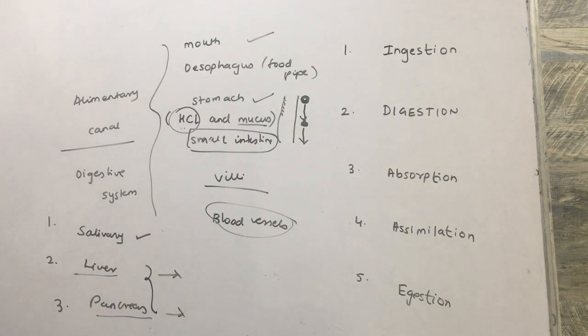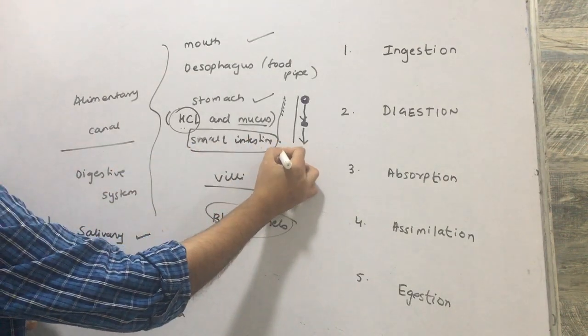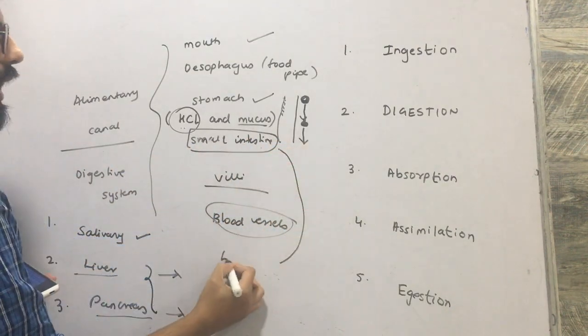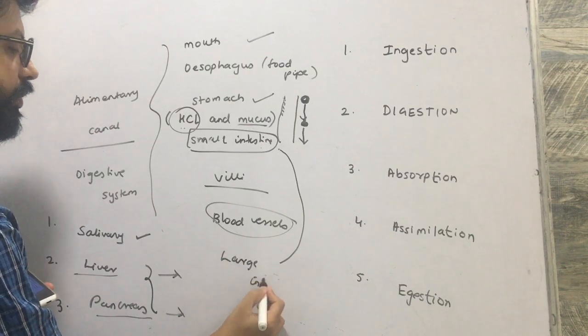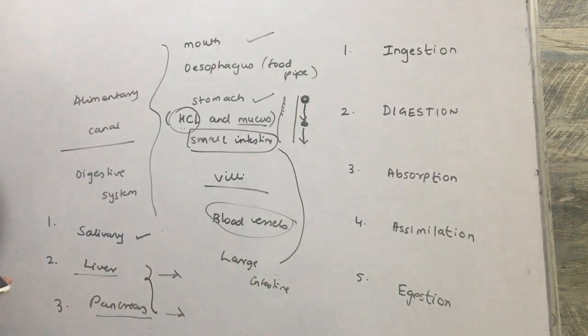Now next, the large intestine. The undigested food material from which the nutrients have been absorbed then passes into the large intestine. So whichever undigested food is present will go to the large intestine. The water and some minerals get absorbed by the walls of the large intestine. So if there is some water and nutrients present, the large intestine will absorb them.